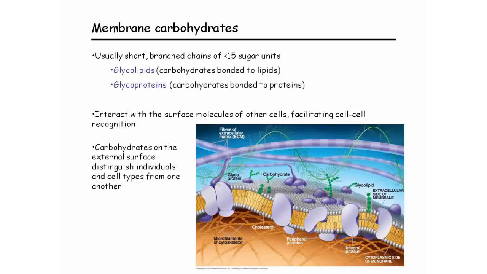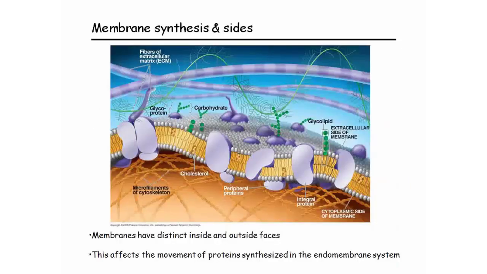So it's very important when the membrane is constructed that those carbohydrates do get put on the outside of the cell, because if they are pointing towards the inside, they will never be detected by the neighboring cells. So membranes do have distinct sides or faces to them. The inside of the membrane is definitely going to be different in composition than the outside of the membrane. And we just pointed out that the carbohydrates would be on the outside of the membrane.